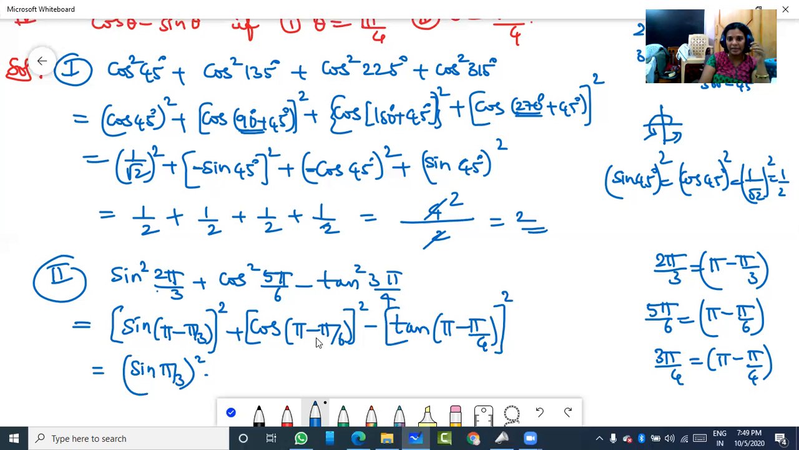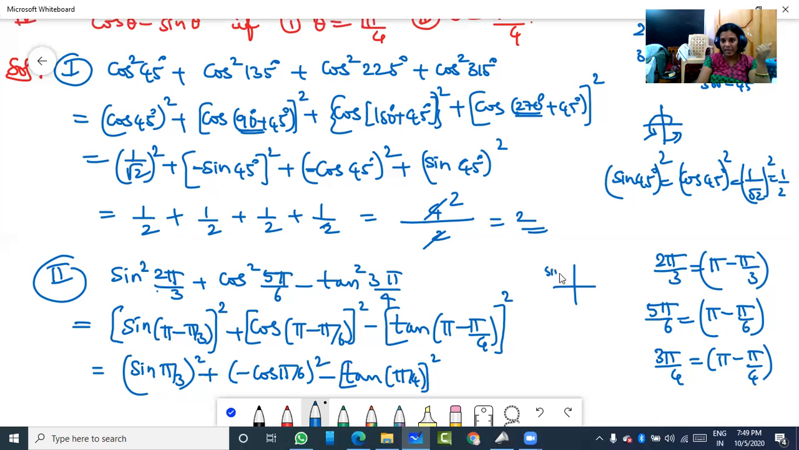Pi minus pi by 6. In the second quadrant, cos is negative. So, it is minus cos pi by 6 whole square minus tan in the second quadrant, negative, tan of pi by 4 whole square. Here, just you can check it. In the second quadrant, only sine and cosec are positive, the remaining negative. So here negative, negative will come. Here pi means 180 degrees. For 180 degrees, the same trigonometric ratios will come.